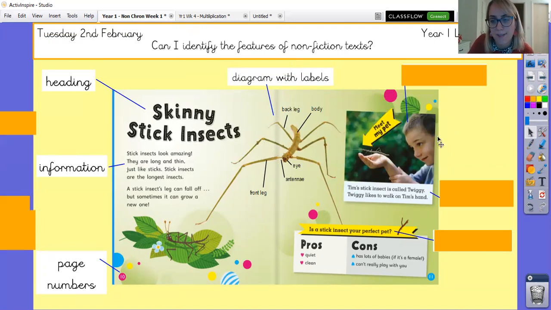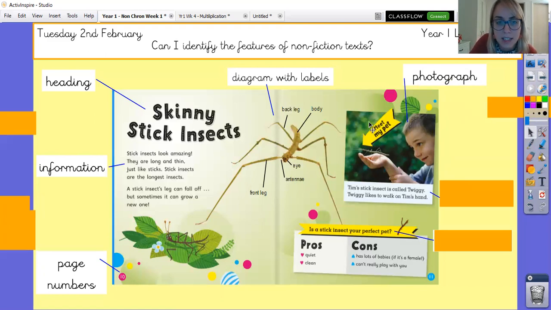Brilliant. Hopefully you all know this one. This one was a photograph or a picture. Fantastic. And often in non-fiction text, we have lots of pictures because that helps us understand the information on the page. And alongside the photograph, we have a little description of what that photograph is showing. Can you remember what we call that? That's right, it's a caption, year ones, well done.